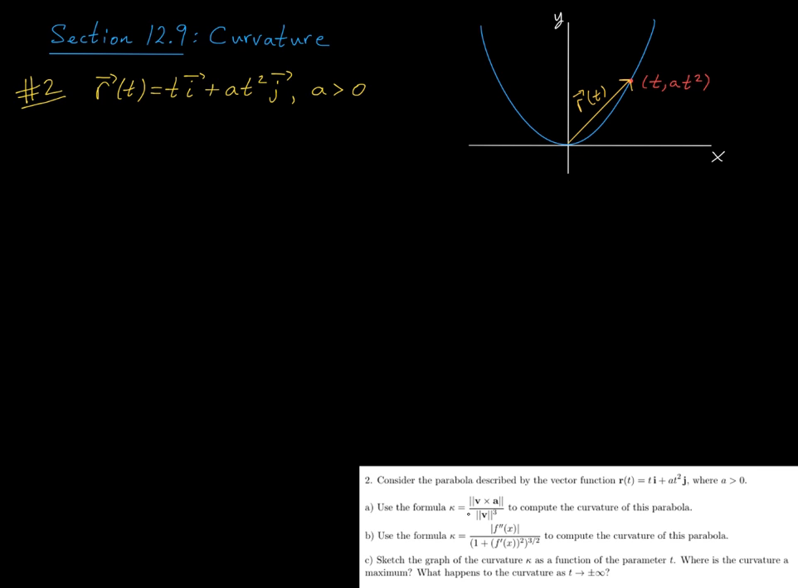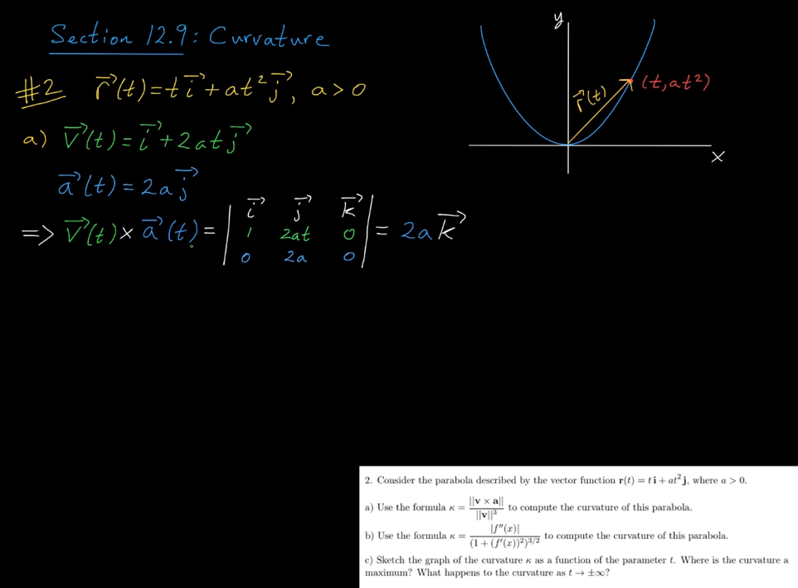Okay, so we recognize this formula for curvature as what we call the alternative formula for curvature that we derived in the last video. To use this formula, we're going to start out by finding our velocity and acceleration vectors. For our velocity vector, we want to differentiate the position vector component-wise. That gives us i plus 2atj. And then for the acceleration vector, we differentiate the velocity vector component-wise, and that gives us 2aj. All right, so next I'll take the cross product of the velocity and acceleration vectors. When you compute this determinant, you wind up getting 2a times the basis vector k.